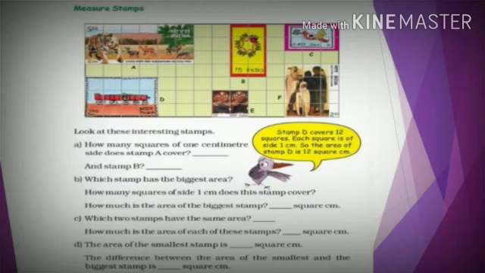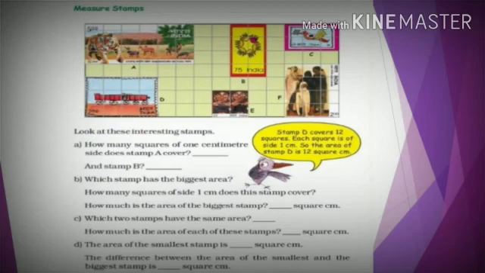In part B, which stamp has the biggest area? Stamp A. You can see among all these stamps, stamp A has the biggest area. How many squares of side 1 centimeter does this stamp cover? 18 squares. The answer will be 18 squares. Next question is, how much is the area of the biggest stamp? Children, the biggest stamp is in the shape of a rectangle, and in this rectangle there are 18 squares. So the area of the biggest stamp will be 18 square centimeters.